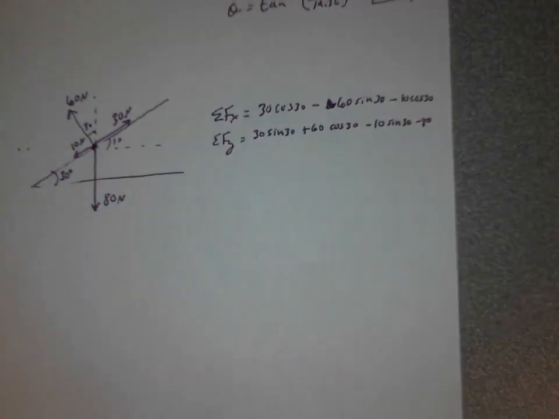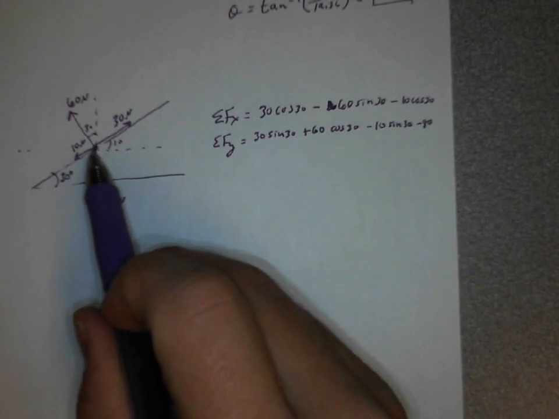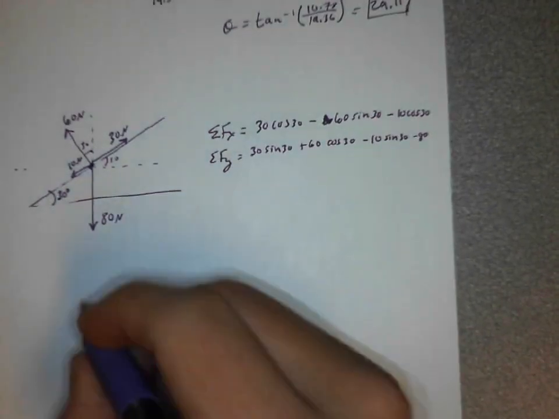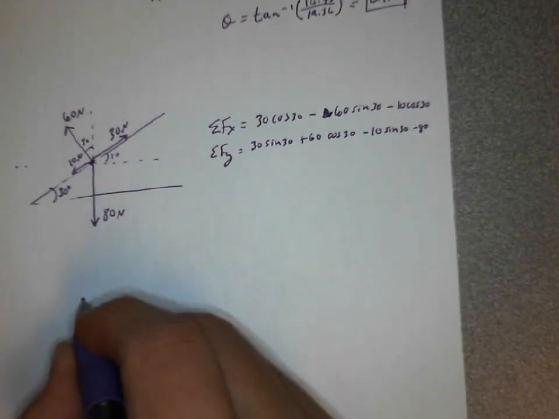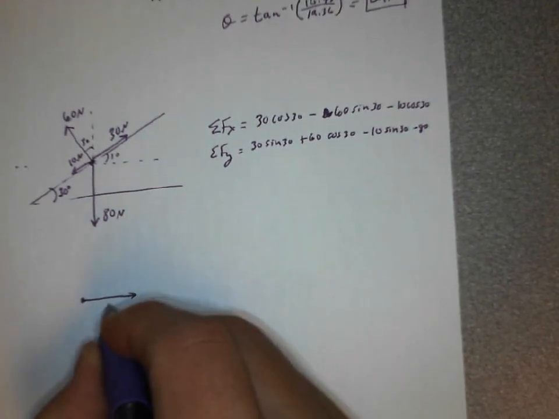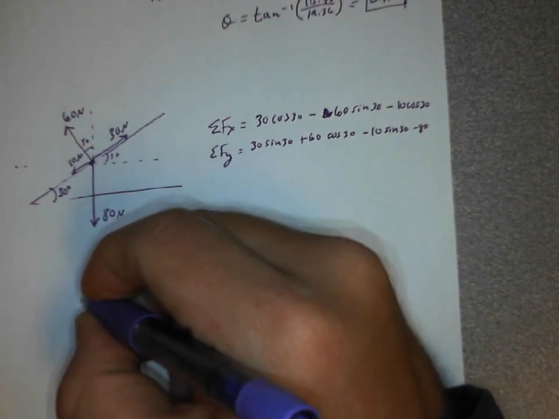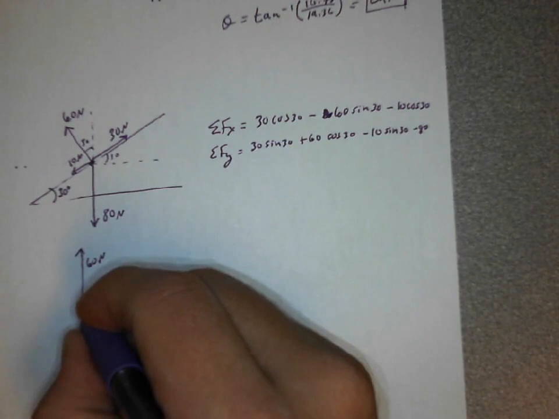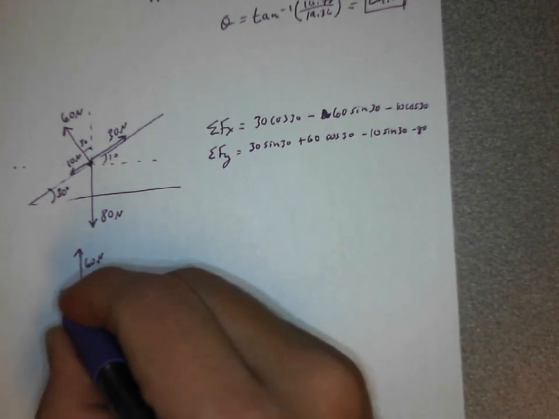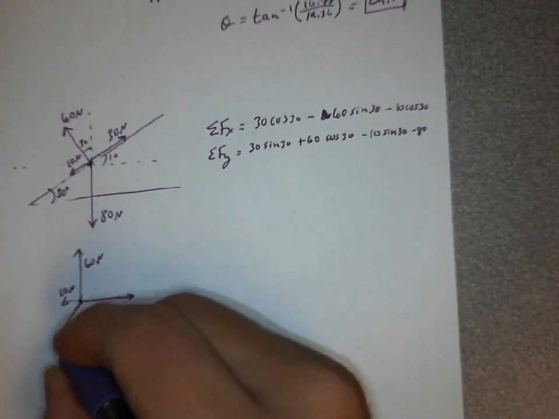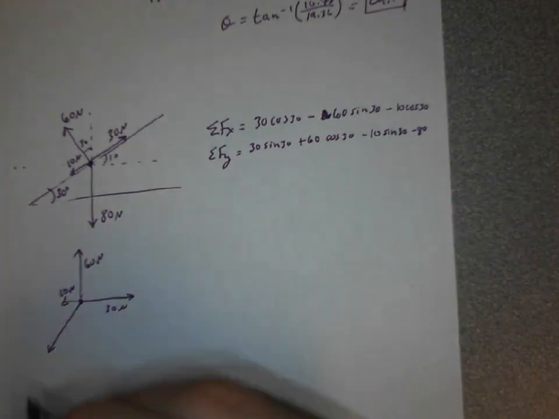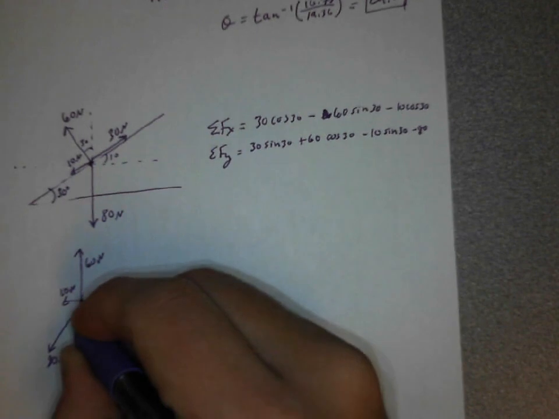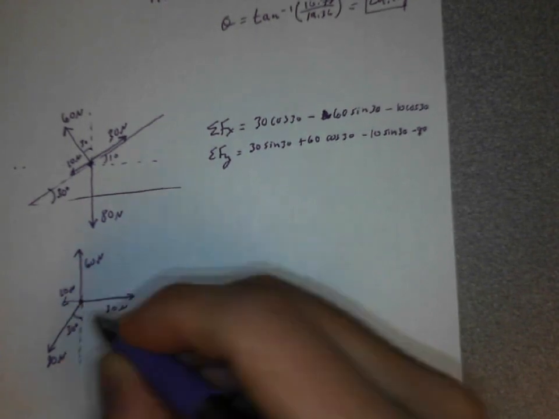Okay, and so what we can do though is take this and rotate it 30 degrees so it looks like this example. That's 30 newtons. That's 60 newtons. That's 10 newtons. And then this one going down, which would be our gravity, that's 80 newtons. Then that inside angle there is that 30.